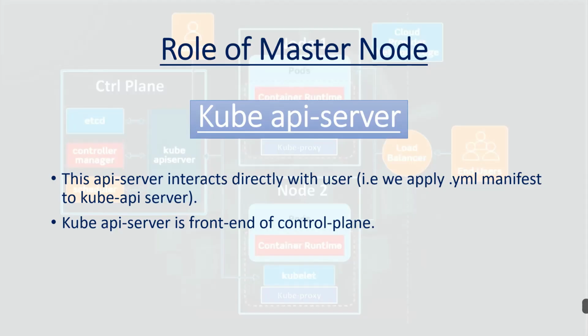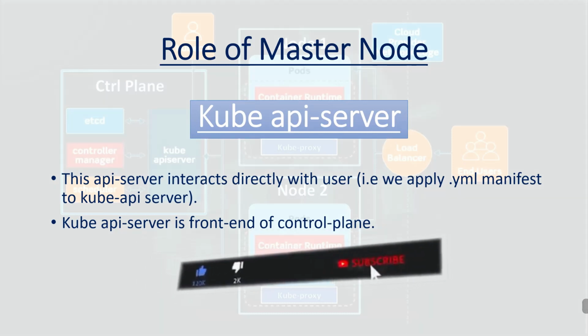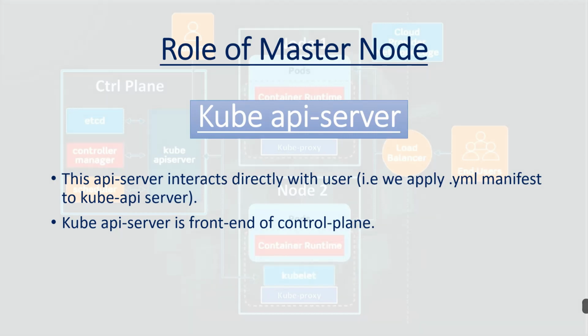Let's understand in depth the role of the master node. First is the kube API server. What is this kube API server? This API server interacts directly with the user. We apply the YAML manifest to the kube API server. Kube API server is the front end to the control plane. As I told you before, the kube API server receives the manifest file. So this is the front end to the control plane.